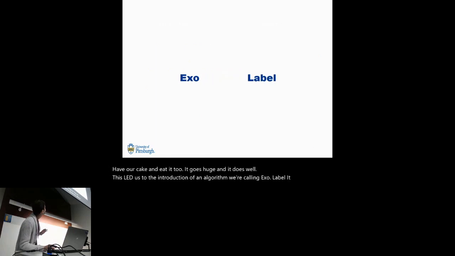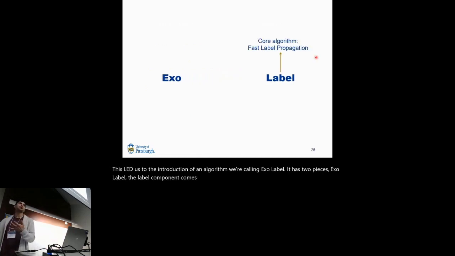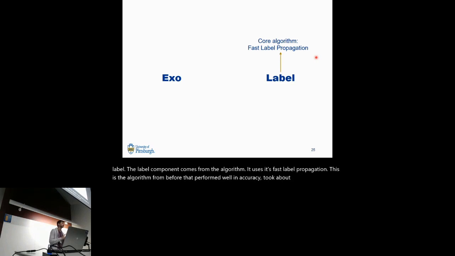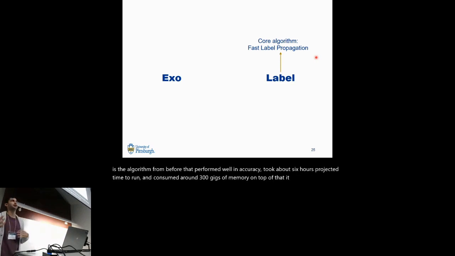It has two pieces, Exo and Label. The label component comes from the algorithm it uses. It's fast label propagation. This is the algorithm from before that performed well in accuracy, took about 6 hours projected time to run, and consumed around 300 gigs of memory. On top of that, it incorporates two big innovations.